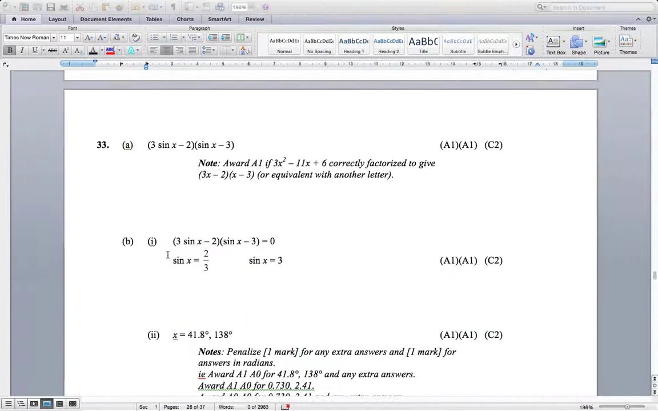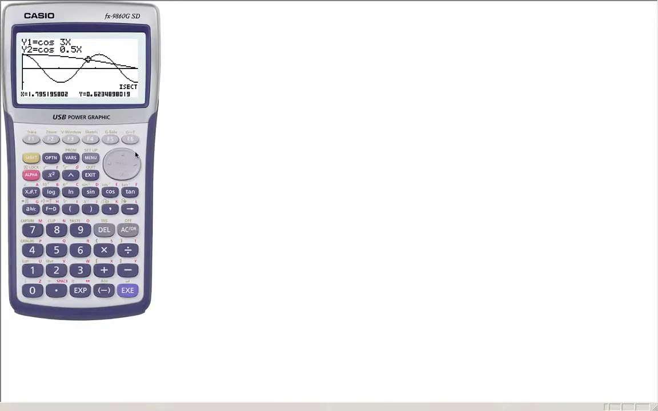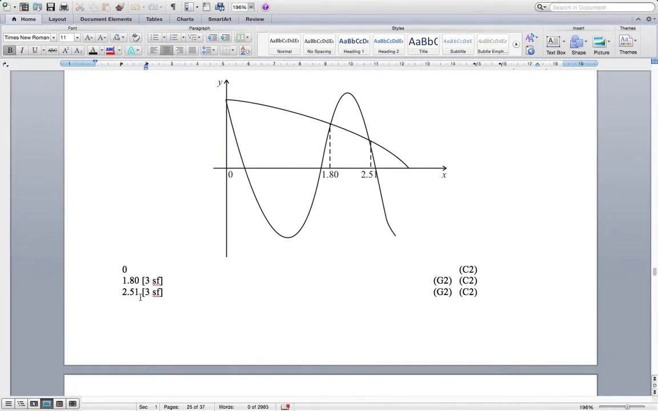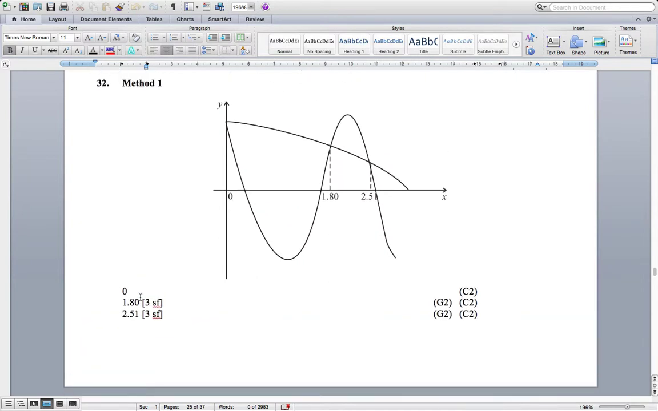So let me find the point of intersection. So G-solve, intersect. So one value is 0 and the second value is 1.80. So let me cross check. So 0 and 1.80, that is correct. And the third solution is 2.51. Yeah, that is also correct. So these are the three answers. And as I mentioned earlier, students, please don't write the answers alone. You need to sketch this as well. Okay, so that's very, very important.